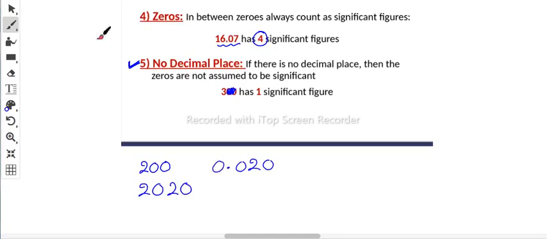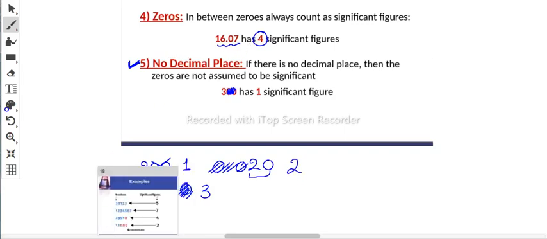So let's take these examples. 200, I don't have any decimal, so these zeros are not counted, so here I have only 1 significant figure. Inside my second number, 2020, the zero which is in the middle is counted, but this one, since I don't have any decimal, will not be counted, so this is a 3. In my third example, I have zeros presented to the left side, they are not counted, but the zero which is to the right is counted, so here I have 2 significant figures.